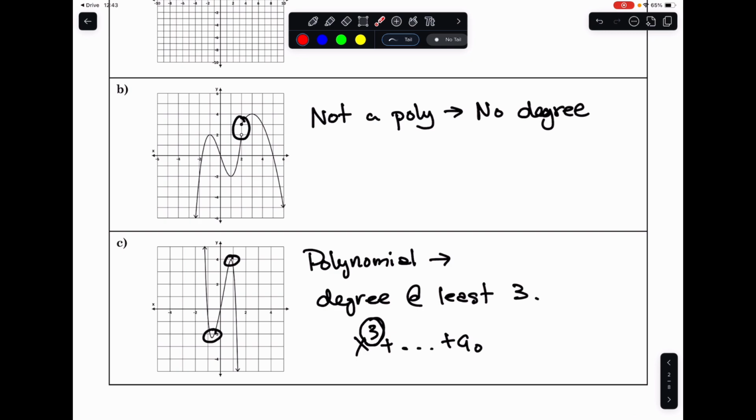Well, that concludes the first part of this section, how to identify the degree of a polynomial.